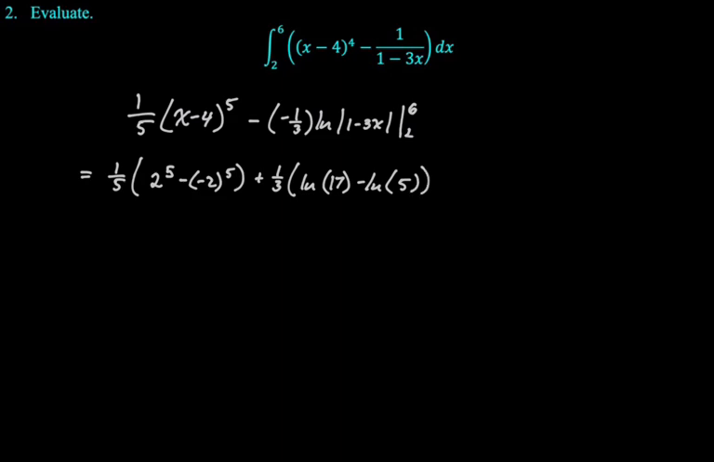And you could leave this if you wanted to. I chose to simplify it a little bit. We get 64 over 5, and then 1/3, and subtraction between logs becomes division within the log. So natural log of 17 minus the natural log of 5 becomes natural log of 17 over 5.